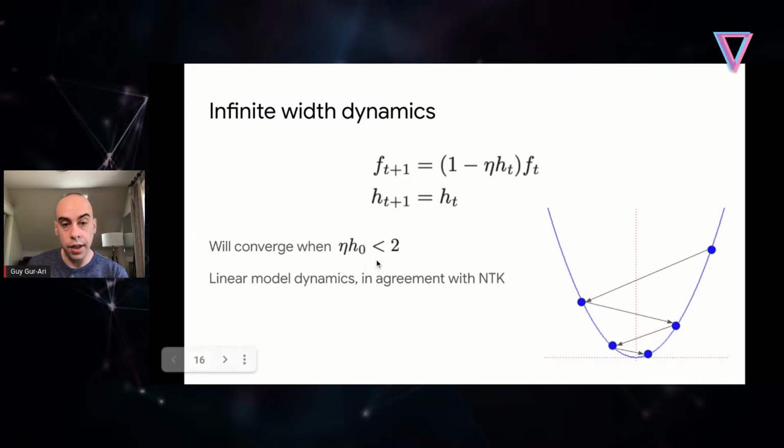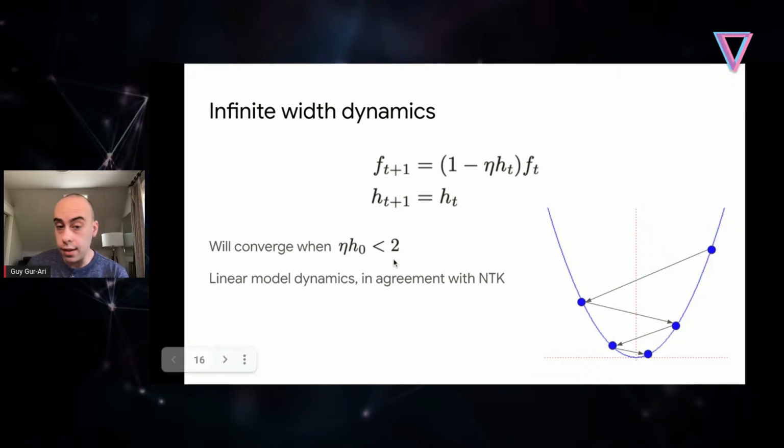And now we can understand that we can do convergence analysis for this case. And we see that given some initial curvature h naught, this will converge as long as the learning rate is smaller than 2 over the curvature. So we can measure the curvature, and then we know this is going to converge when the learning rate is smaller than this number.